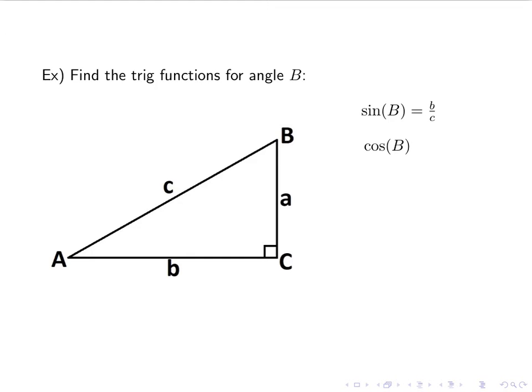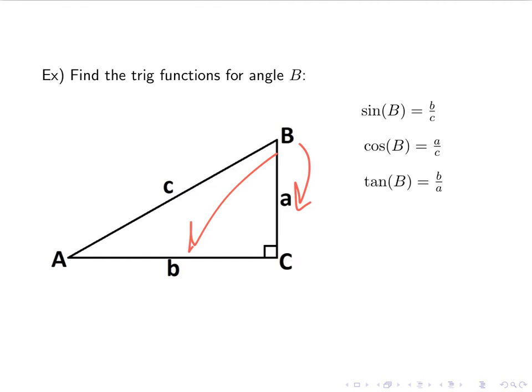Cosine of B, cosine is adjacent over hypotenuse. For angle B, the adjacent side is A, so cosine of angle B is side A over side C. Tangent of B is opposite over adjacent. Opposite is B, adjacent is A, so tangent of angle B is B over A.